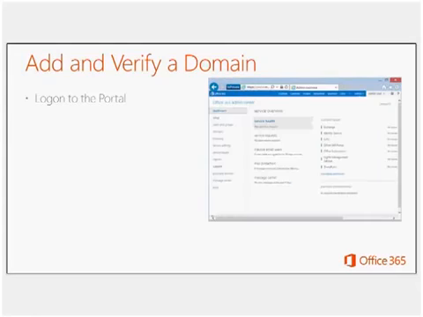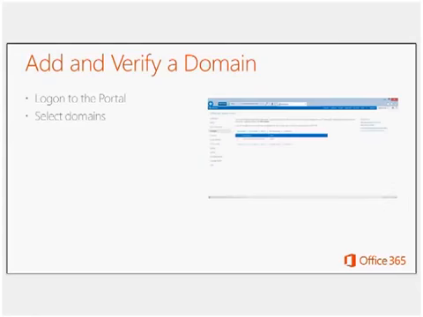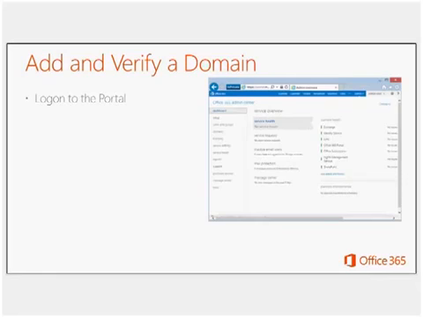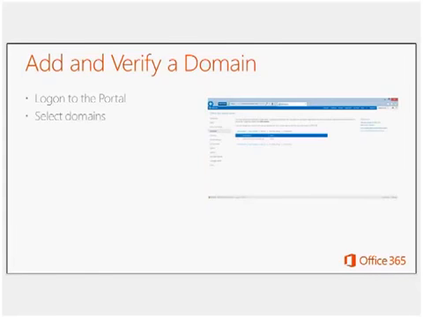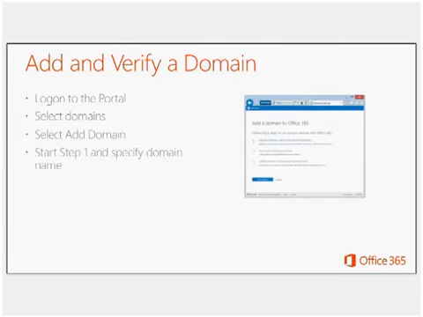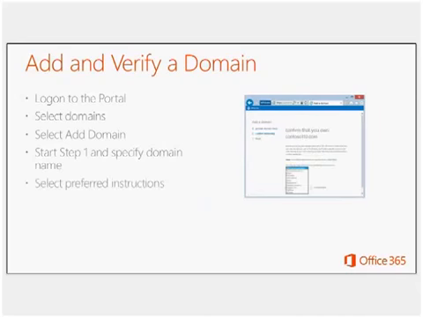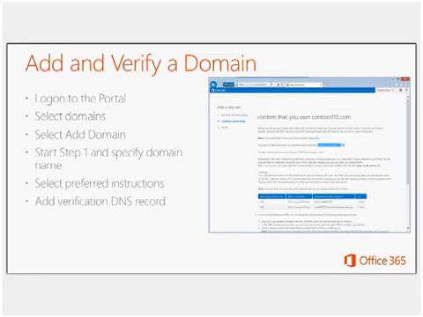The first thing to do once you're starting to move to deployment is log in to the admin portal, go into the actual dashboard and then to the service settings. You'll want to go to select domains, select add a domain. Step 1, specify the domain name. Type the domain name, all very easy stuff. Then confirm that you own Contoso or yourcompany.com.